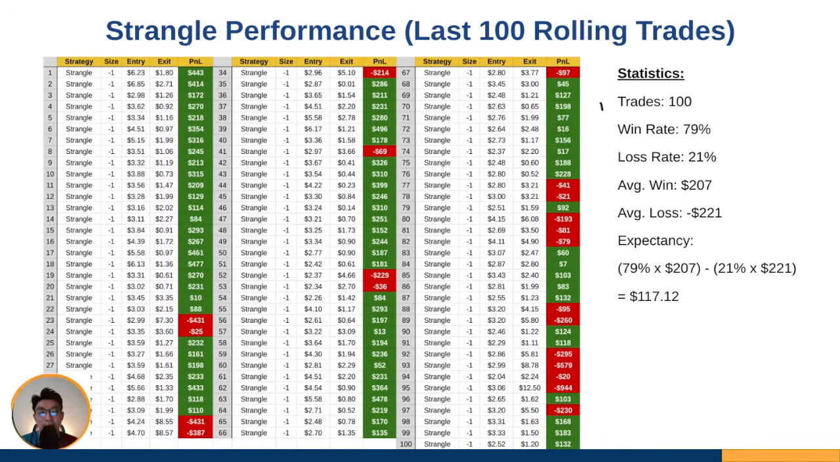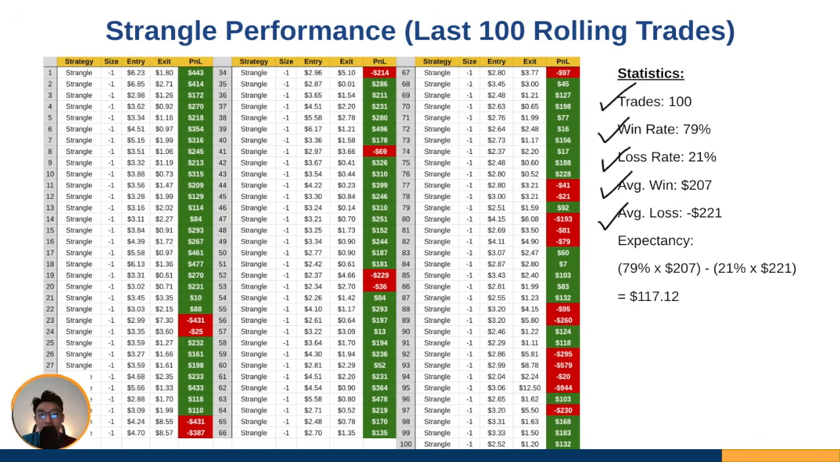So it's the last 100 trades that I did. As you can see over here, the win rate is 79%, which is somewhat in line with the strangle strategy based on certain mechanics, which I'm going to share with you later on. And then the loss rate is 21%. The average win is about $207, and the average loss is $221, which is slightly bigger than the average win, which is normal. Generally, your average loss for the strangle would always be bigger than your average win.